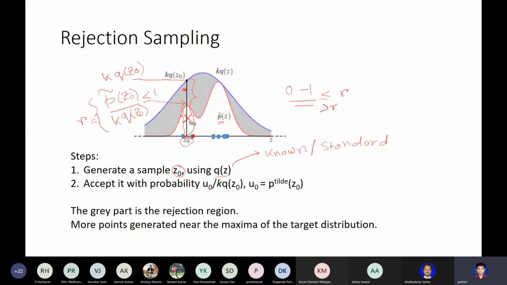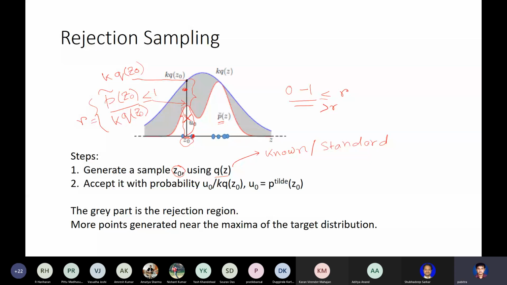Right, so I have a two-step process. First, I generate a point Z0 using a known distribution Q, and then I generate a uniform random number between 0 and 1, and compute the ratio P tilde(Z0) by KQ(Z0). If this uniform random number is less than this ratio, that is, falls in the acceptance region, the white region, then the original sample Z0 is kept, otherwise it is rejected.